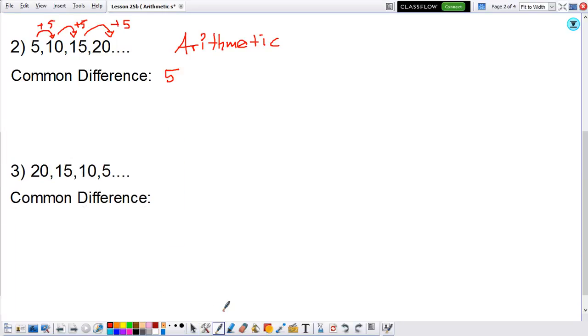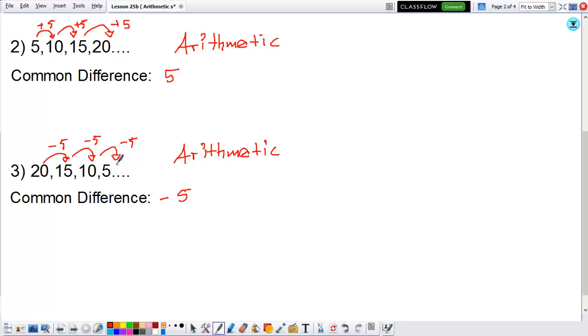Let's see, can you identify some kind of addition or subtraction pattern? Well, let's see. To go from 20 to 15, it seems like I need to subtract 5. To go from 15 to 10, it seems I need to subtract 5. 10 to 5, subtract 5 as well. So here we have a subtraction pattern. So this means that this is still arithmetic because in order for it to be arithmetic, you need to add or subtract by the same number. So this is still arithmetic. And now the common difference is going to be not 5, but -5.